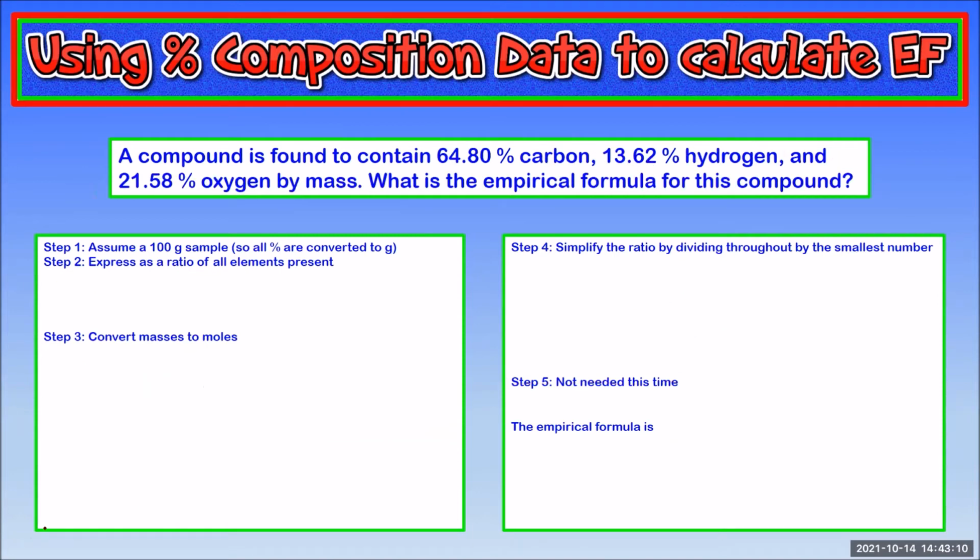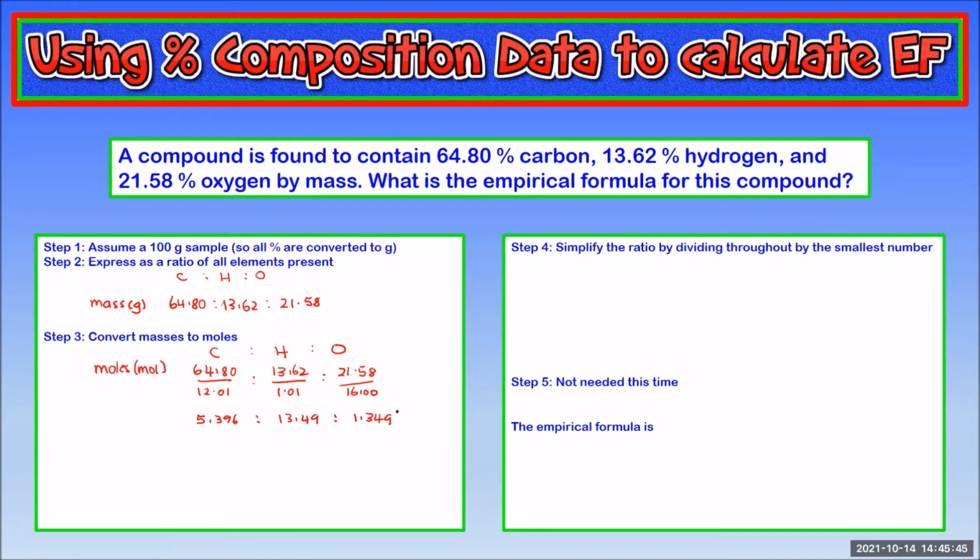It's your turn now. Pause the video and work through this one. We'll be back with the answer soon. How did you go? Let's check your working. Carbon to hydrogen to oxygen in this one. The ratio of the masses in a 100 gram sample just goes with the percentages. Now we're going to convert them to moles. Running that through the calculator. Now divide through by the smallest number, 1.349. That's going to simplify to 4:10:1. Again, we won't need that step 5. The empirical formula is C4H10O.